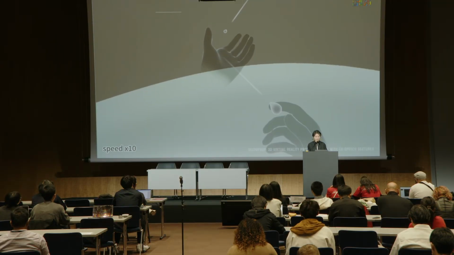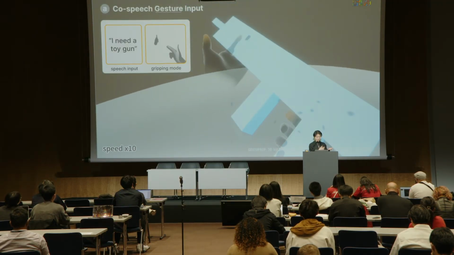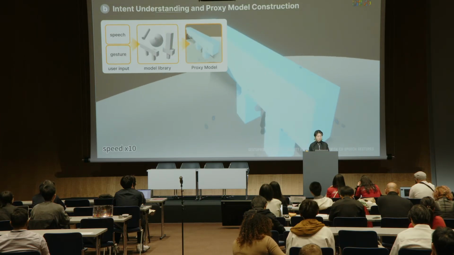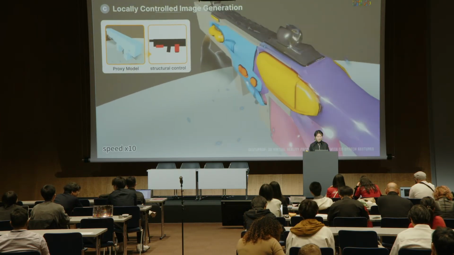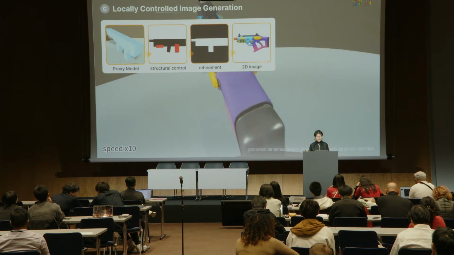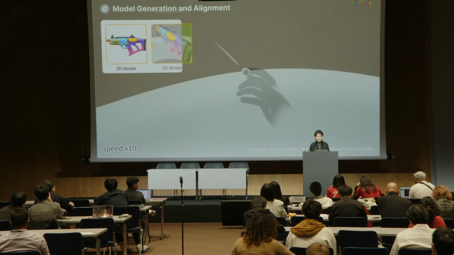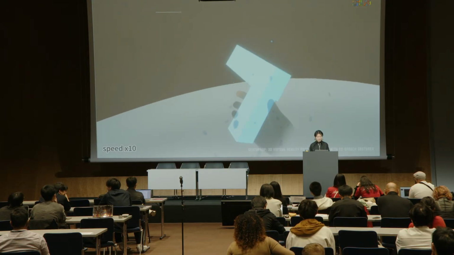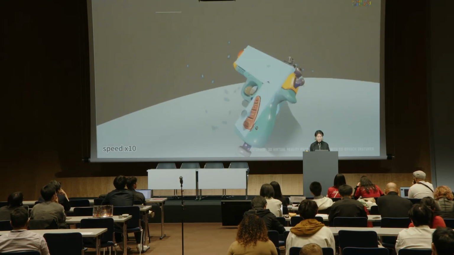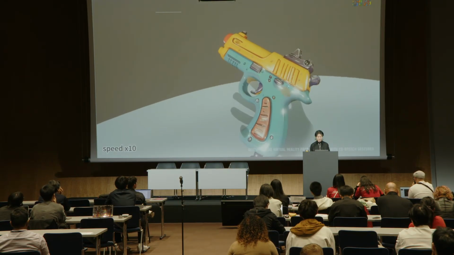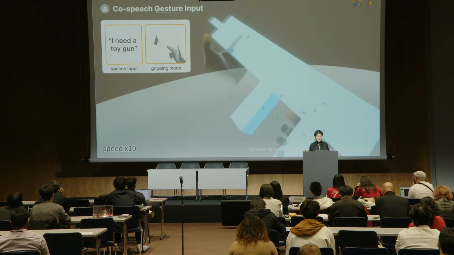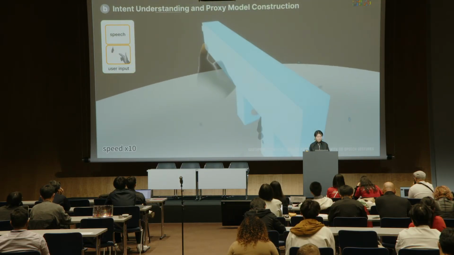For example, if a user says, "give me a gun," while making a 2-hand grasp gesture, the system first infers the object category, then extracts the gesture features to determine spatial parameters. Based on this information, it immediately generates a proxy model and places it in the user's hand. Then the final detailed 3D object is generated and replaces it.